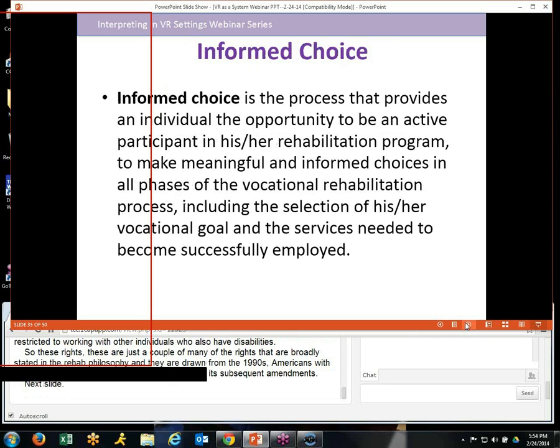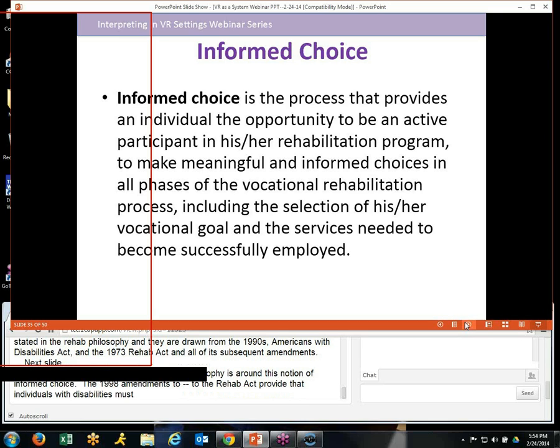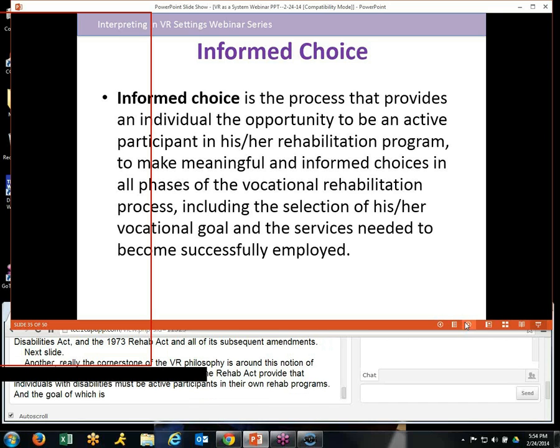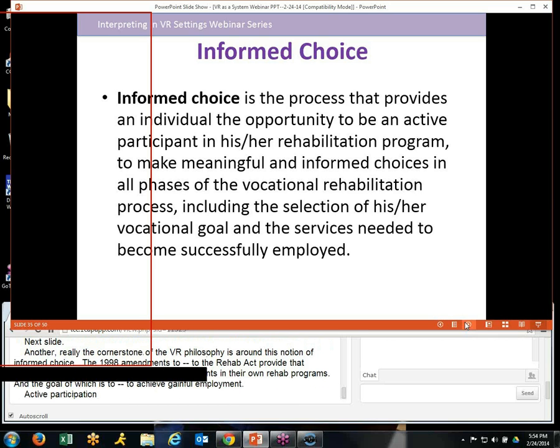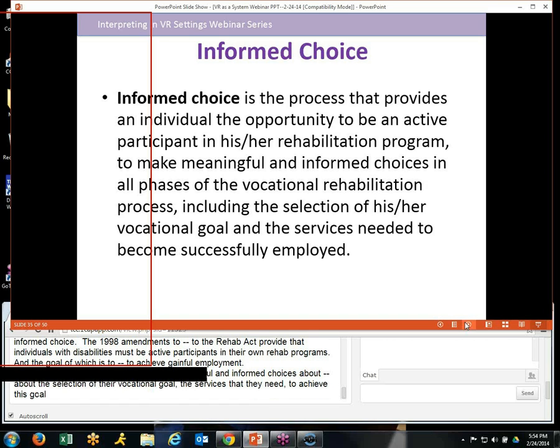Another cornerstone of the VR philosophy is this notion of informed choice. The 1998 amendments to the Rehab Act provide that individuals with disabilities must be active participants in their own rehab programs, the goal of which is to achieve gainful employment. Active participation includes making meaningful and informed choices about the selection of their vocational goal, the services that they need to achieve that goal, and any number of other things.